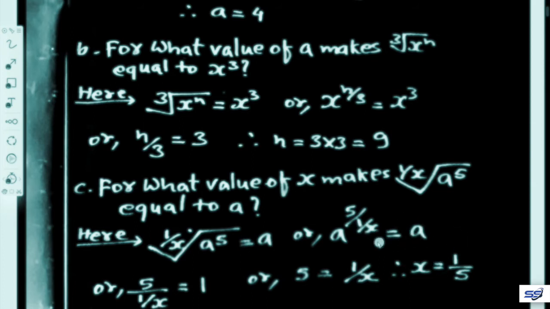Equals a. Here the base a is similar, so the powers shall be equal. Here a has no power written, which means it has a power of 1. So 5 upon 1 by x equals 1. Now 1 upon x shall be multiplied across, so it becomes 5 equals 1 upon x, or x equals 1 upon 5. Here x comes outside and 5 comes below 1, therefore x equals 1 upon 5. Similarly we can do more problems.